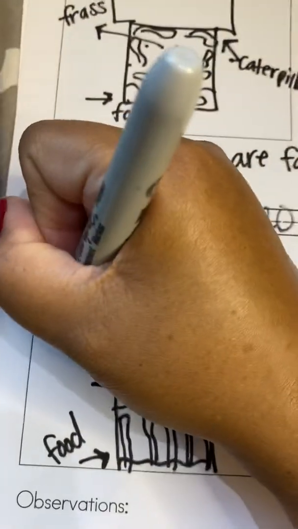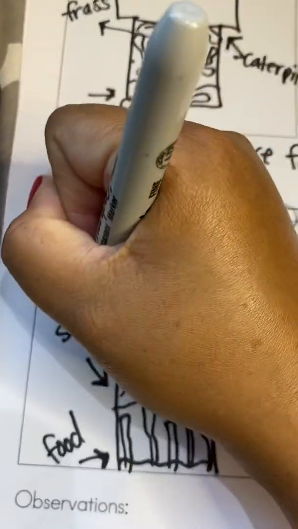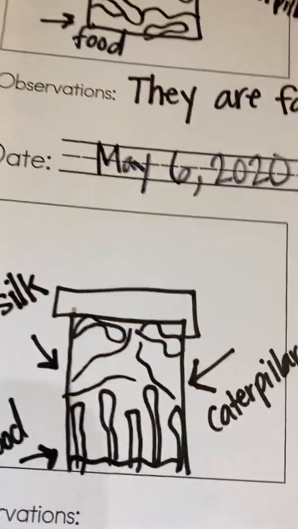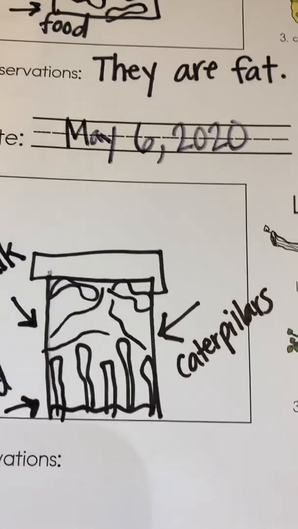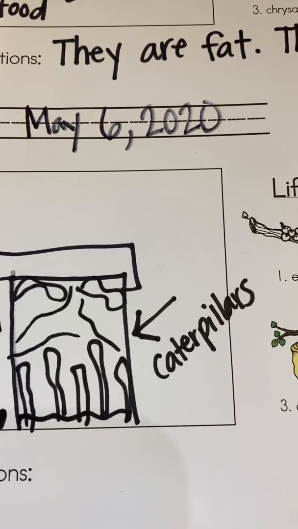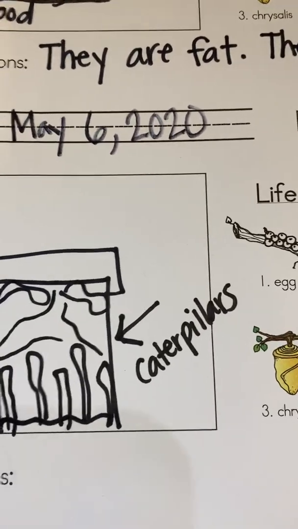Silk. Because I see some kind of silk all around, almost like webbing, which is probably what they're going to be using to make their silk button that they have not made yet. So I could see some of that.